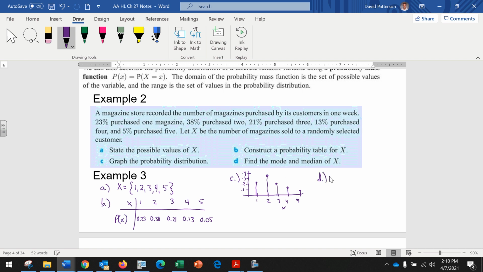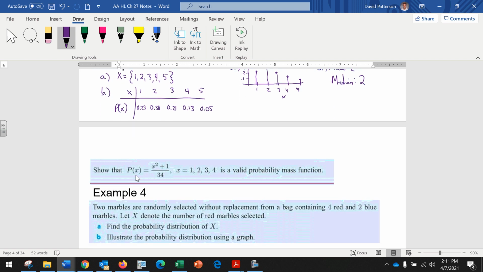Then in D it says find the mode and the median. Okay, so the mode, if I just go to my table here, the highest probability is 0.38, so the mode is 2. The median, what I'm going to do is I'm going to count from left to right until I get to 0.5. So 0.23, not there yet. But if I add 0.23 and 0.38, now I've exceeded the 0.5 that I need to get the median. So that means the median is also going to be the value of 2 there.